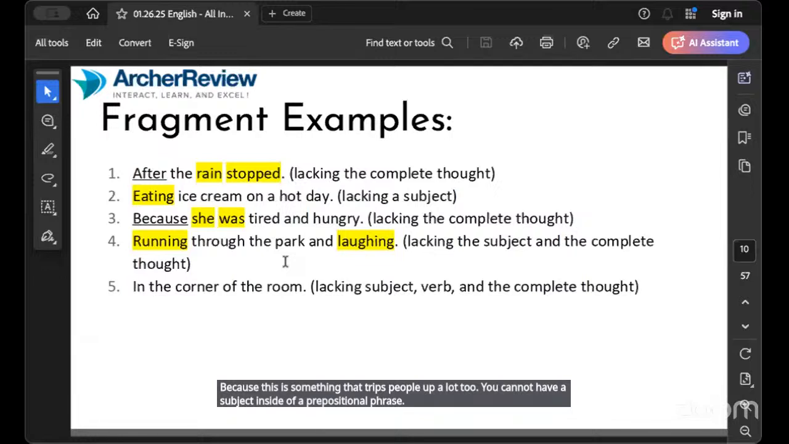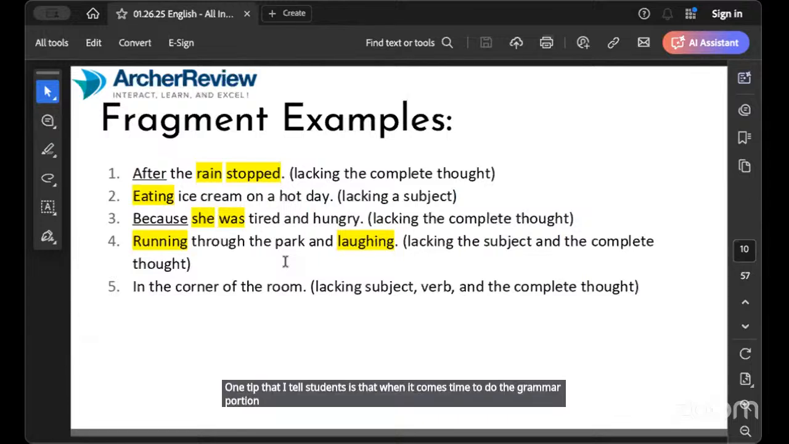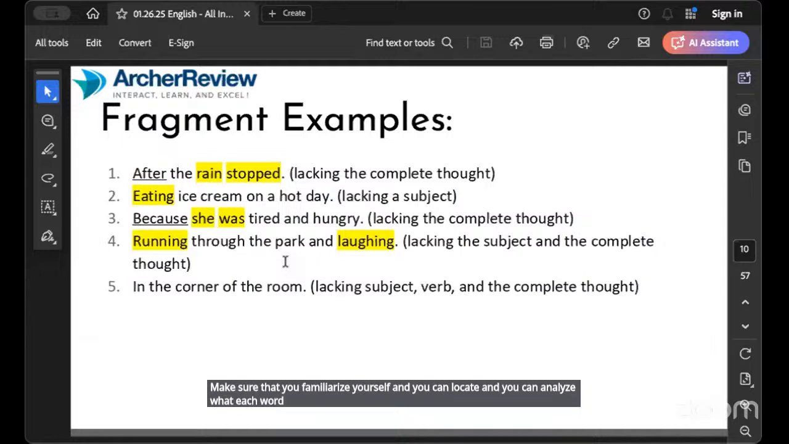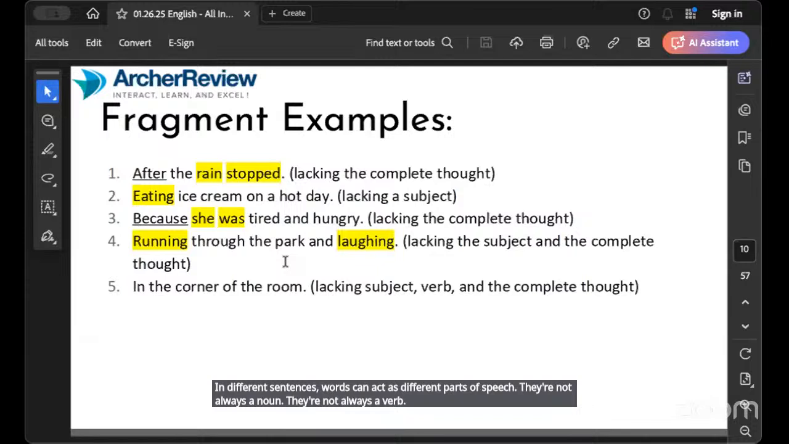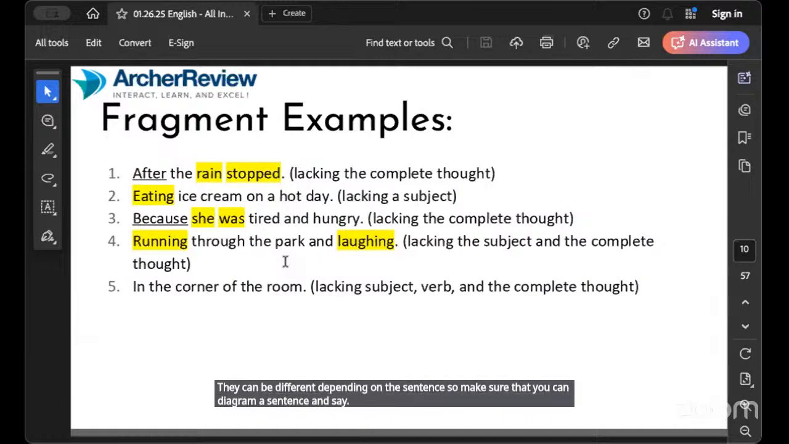So, one tip that I tell students is that when it comes time to do the grammar portion, if you are not familiar with diagramming a sentence down, make sure that you familiarize yourself and you can locate and you can analyze what each word represents, what part of speech each word represents in a sentence. Because remember, in different sentences, words can act as different parts of speech. They're not always a noun, they're not always a verb. They can be different depending on the sentence. So, make sure that you can diagram a sentence and say, okay, this is a noun, this is a verb, but this is a subject, this is a verb. Make sure you can do that.